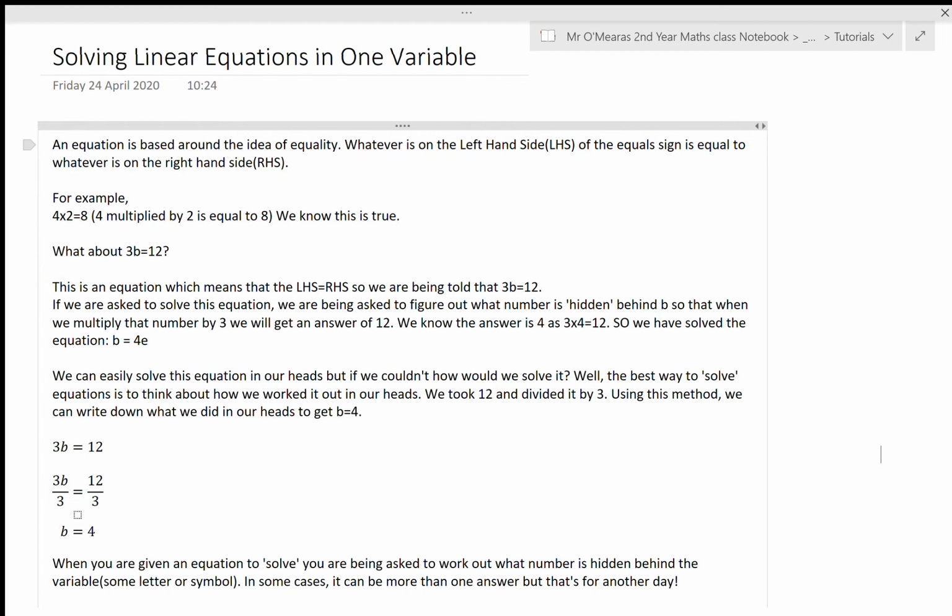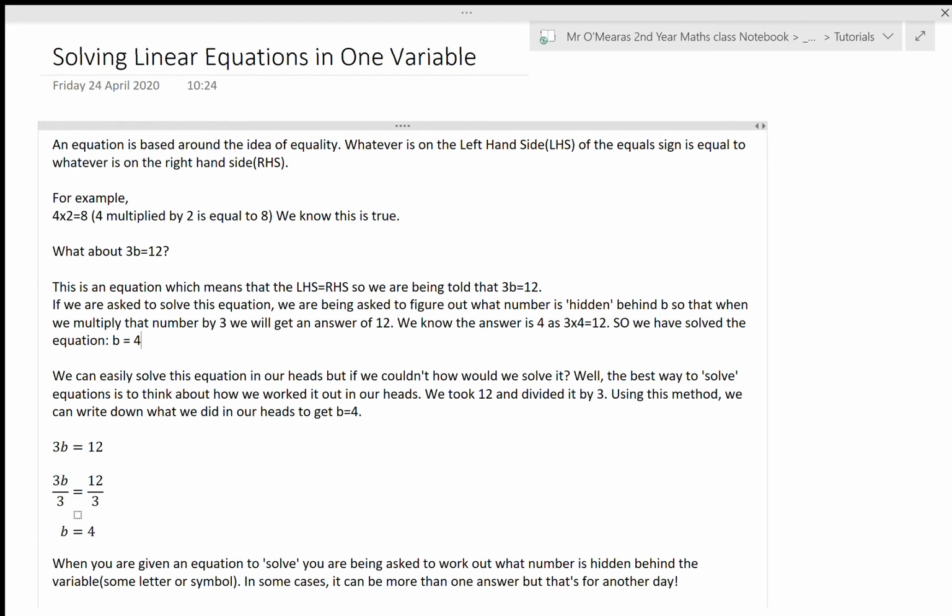So if we're asked to solve this equation, we've been asked to figure out what number is hidden behind that b, so that when we multiply 3 by that number, we'll get an answer of 12. This is a straightforward enough one. We know that the answer is 4 because 3 multiplied by 4 is 12. So we have solved the equation. Basically b equals 4. Once we've solved that, we don't need the b there anymore. We can just put 3 times 4 equals 12.